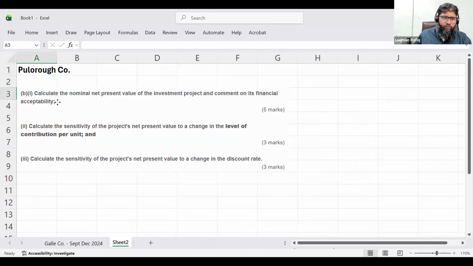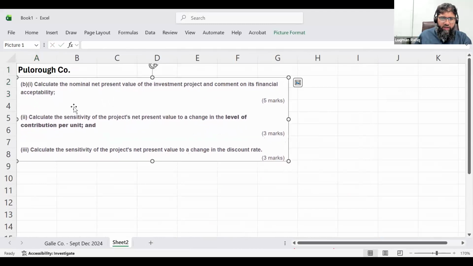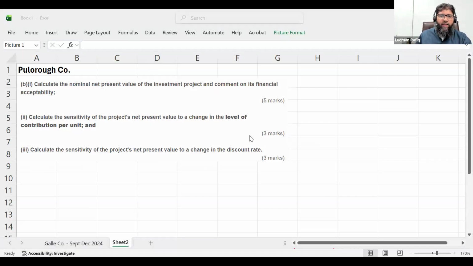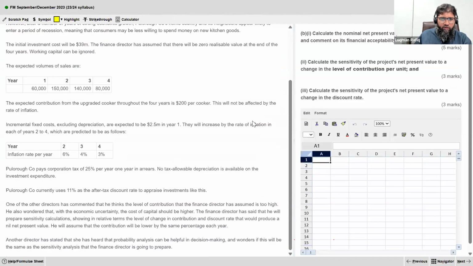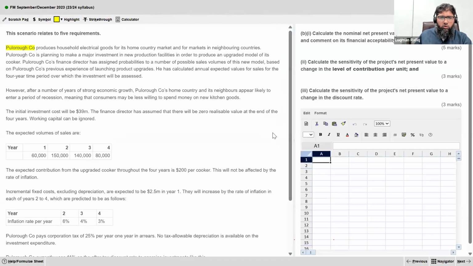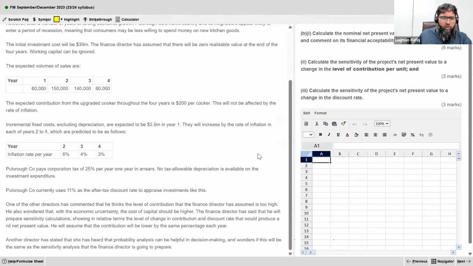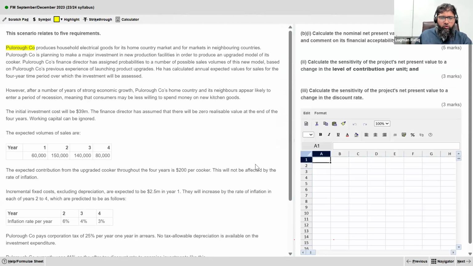Okay. So basically, it says calculate the nominal net present value of the investment project and comment on its financial acceptability, calculate the sensitivity of the project, and so on. So what do we have to do? We have to calculate the nominal NPV. I'm just going to make it visible. Can you go through this question for 5 minutes and then we can start off?